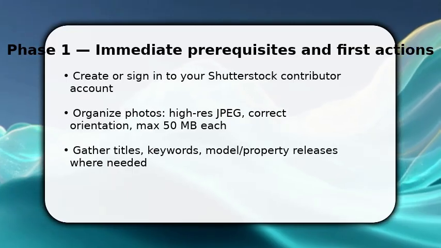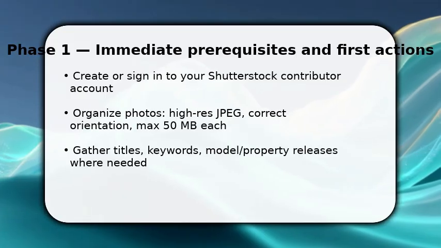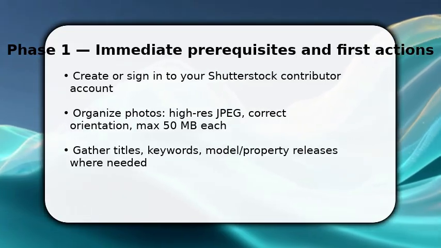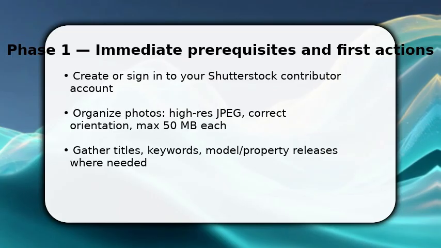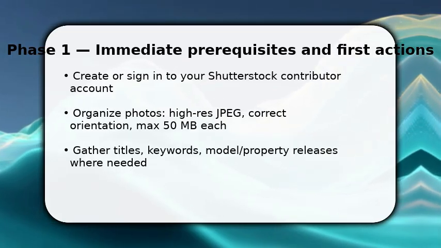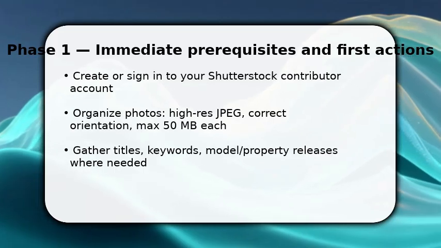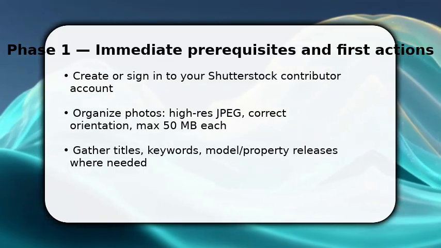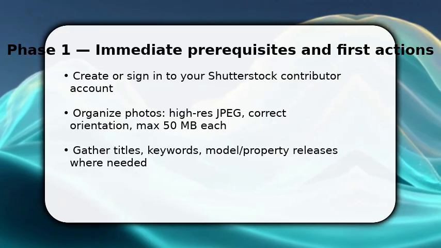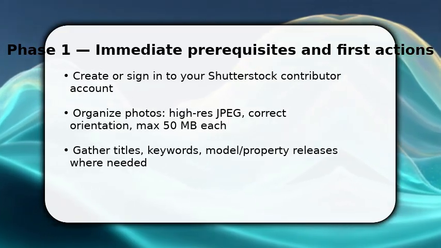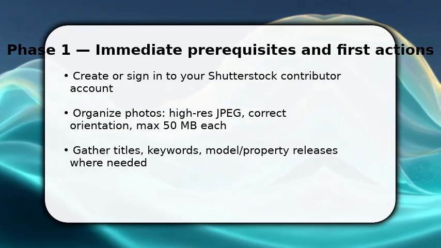You start by preparing your account and files. Sign into your Shutterstock contributor dashboard, then confirm your payment details so earnings can flow. Next, check each image: high-resolution JPEG, accurate color profile, and correct orientation. This reduces rejections. Once done, name files descriptively and compile titles, captions, and keyword lists.